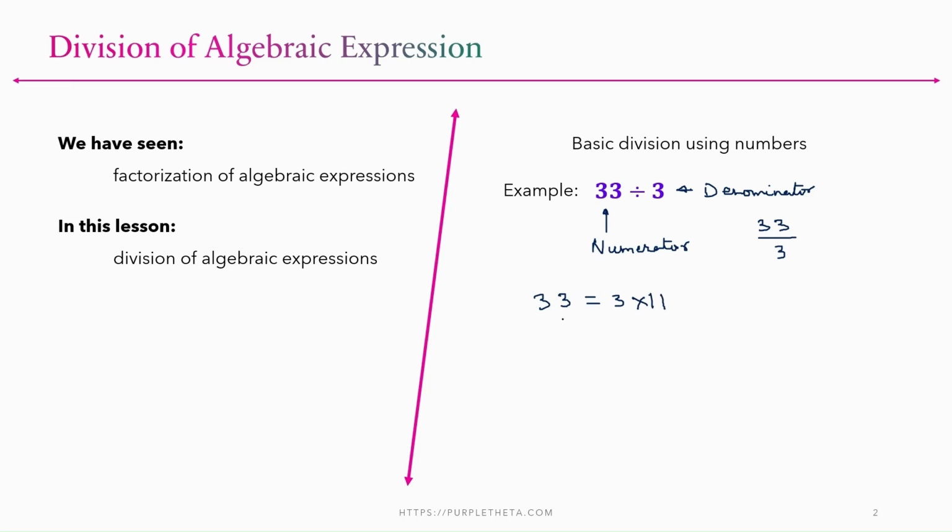Now let us divide 33 by 3. So as we have seen, 33 upon 3. This is how we write 33 divided by 3, and this is equal to 33 can be written as 3 multiplied by 11, and at the denominator's place we have 3. Here 3 is common in numerator and denominator both, right? So it will cancel each other. 3 and 3 will cancel each other, and the final answer is 11. In the similar way, we can perform division on algebraic expressions as well.